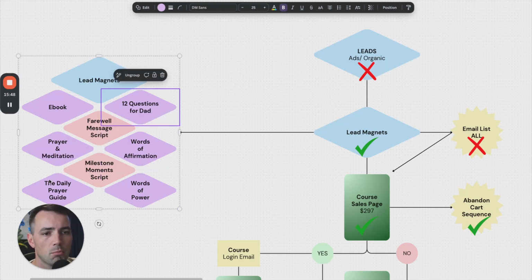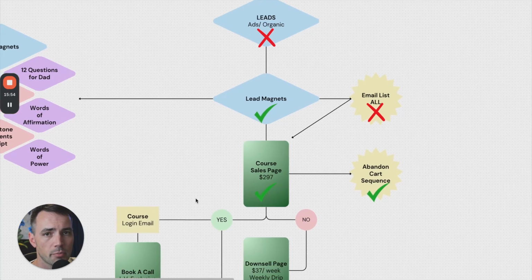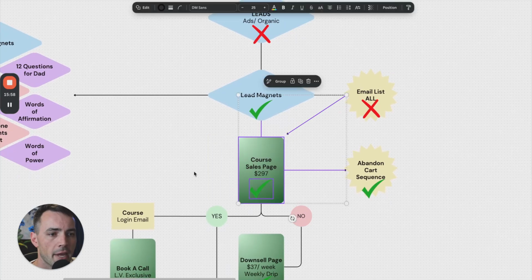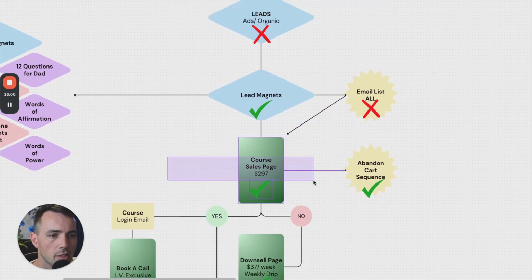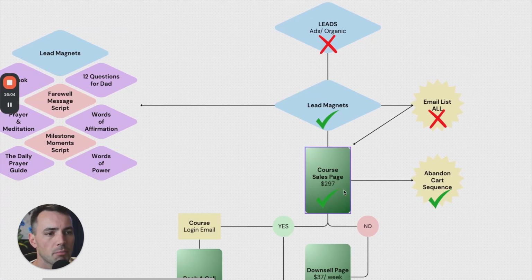So the more that they consume of all this value, every time you're pushing them back to the course page, back to the course page, back to the course page. So this is like the main product, right? This is the main product, the course page. So everything else is complementary to that.